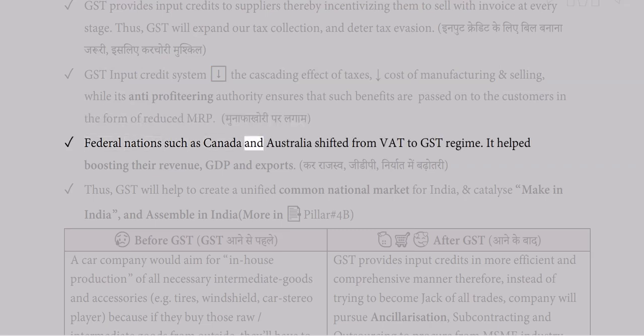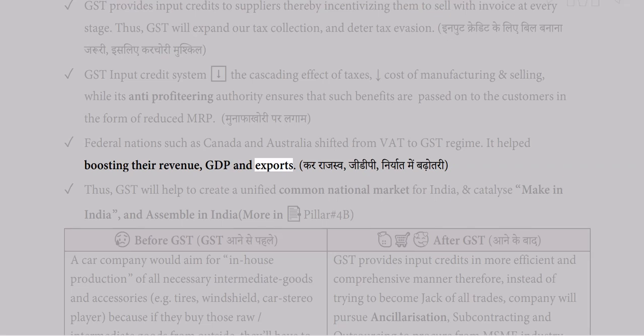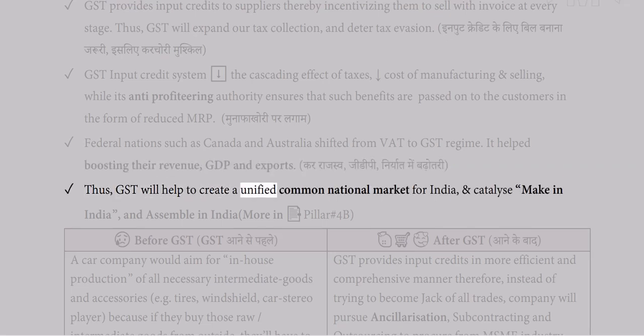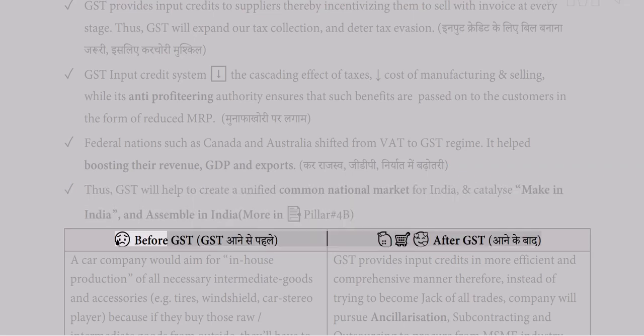Federal nations such as Canada and Australia shifted from VAT to GST regime. It helped boost their revenue, GDP, and exports. Thus, GST will help to create a unified common national market for India and catalyze Make in India and Assemble in India, more in pillar #4B.